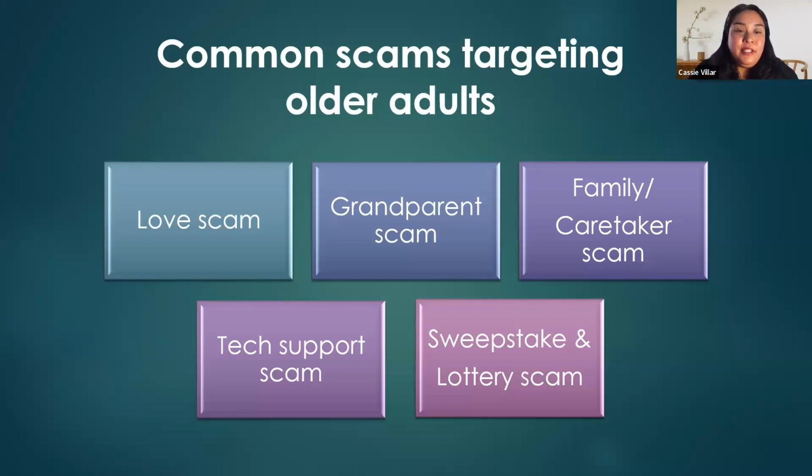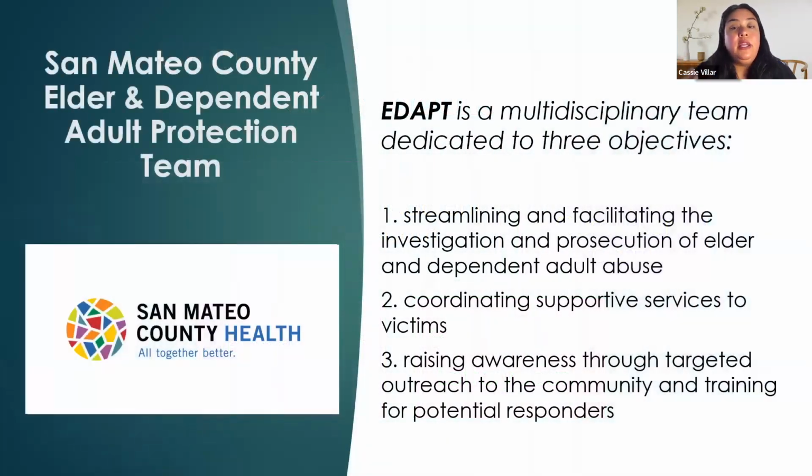So like I mentioned, these are some of the scams. We're seeing a lot of love scams, and they're also adapting into crypto love scams. We are seeing AI as well, family caregiver, and lottery sweepstakes. So here in San Mateo County, how do we combat this?